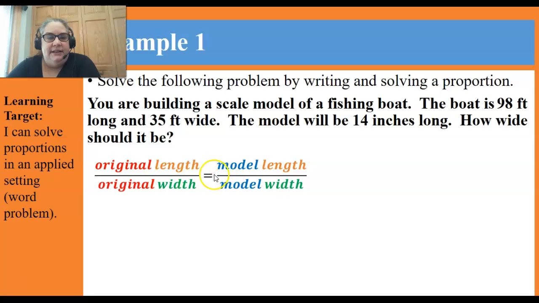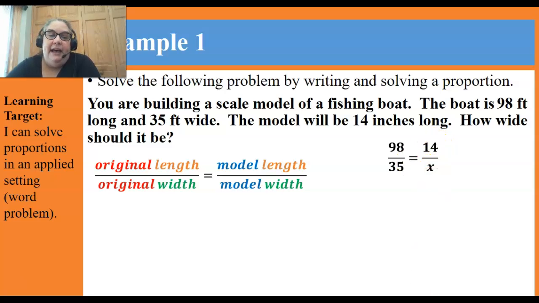And then I'm just going to go ahead and substitute my numbers in. Original length to original width is going to be 98 to 35. My model length is 14, and I do not know the width, so I'm going to use a variable. So 98 to 35 is equal to 14 to x.